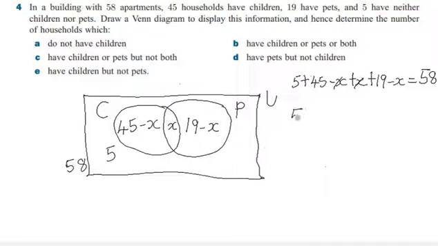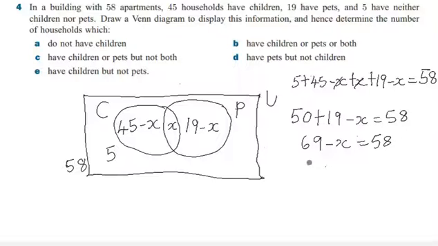I think I'm going to add them just to maximize the space here. 5 plus 45 is 50. 50 plus 19 minus x is equal to 58. So we go on adding. 50 plus 19, that's 69. 69 minus x is equal to 58. So that means 69 minus 58 is equal to x. That means our x is equal to what now? What's 69 minus 58? That's going to be 11. Yes, 11. X is equal to 11.